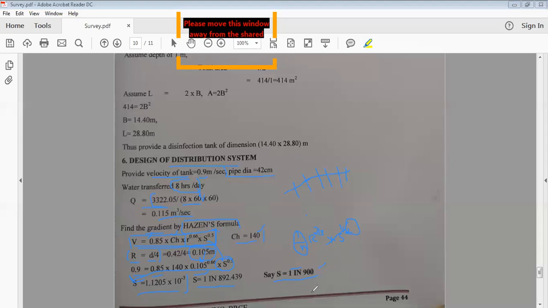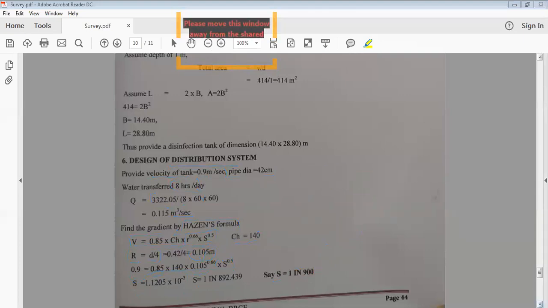So this is how you design the pipe, meaning where we have to provide a lower gradient, that means 1 in 100.